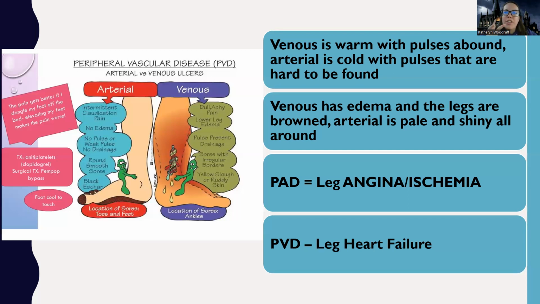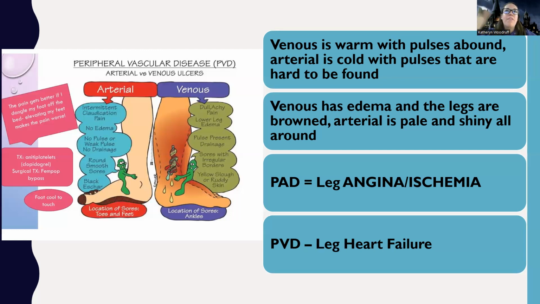And they're going to look different. They're going to be irregular sores. There's none of the dead tissue because there's blood flow. There's just this accumulation of fluid. And then their pain is going to be more dull and achy because it's not an ischemic pain. It's like a heaviness almost.